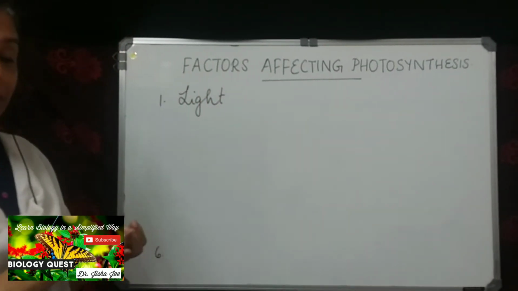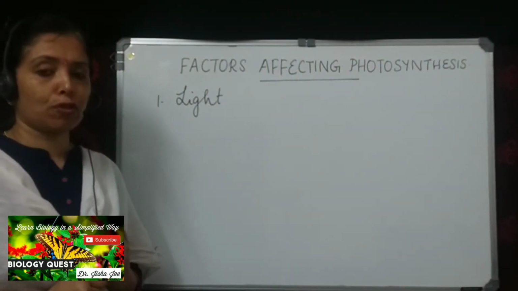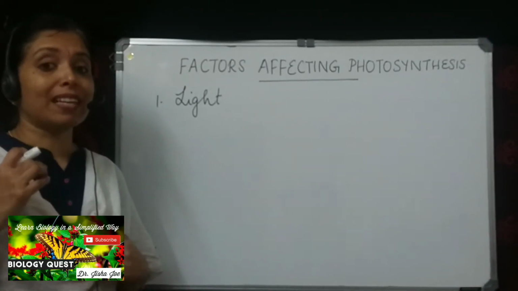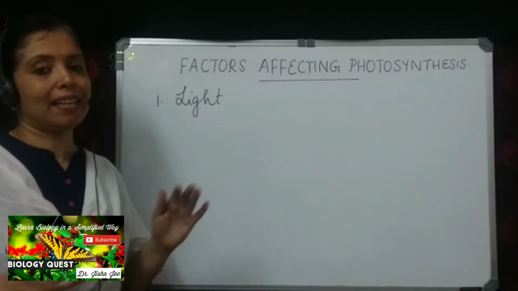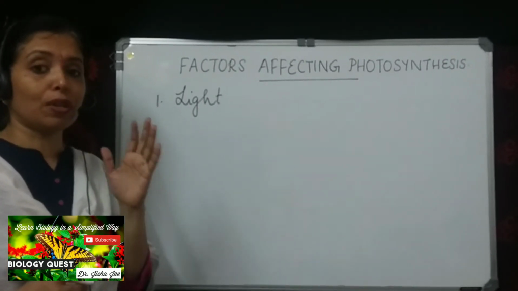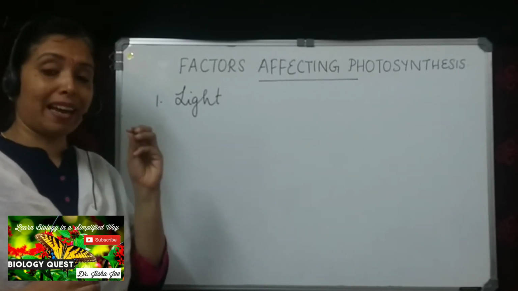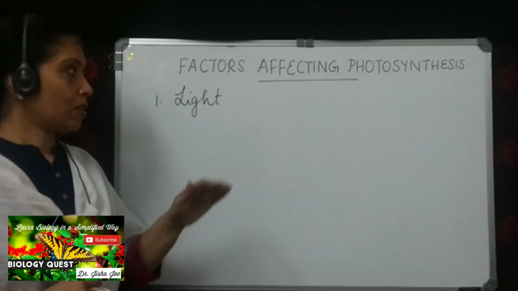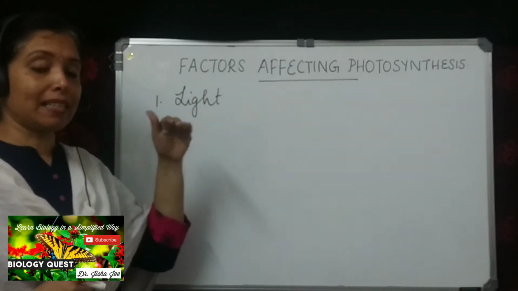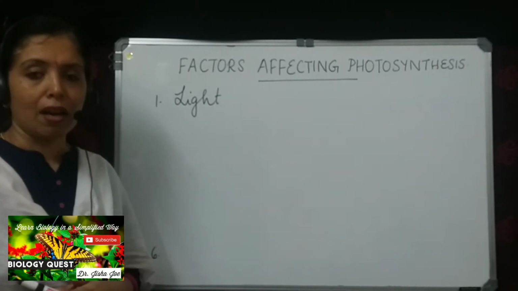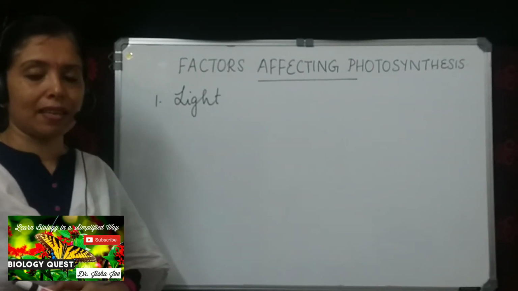Light. How does light affect the process of photosynthesis? The rate of photosynthesis increases with increase in light intensity. So maximum photosynthesis occurs during the midday when the light intensity is maximum. So with increase in light intensity, the rate of photosynthesis increases. But how long will this increase take place?